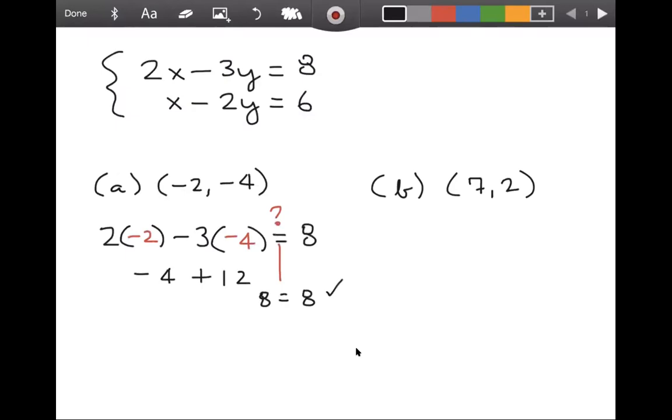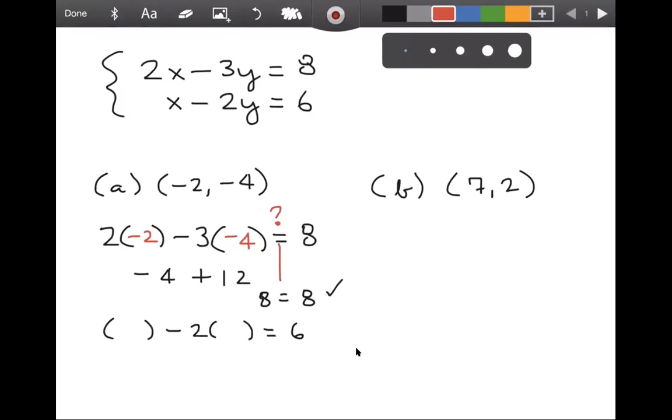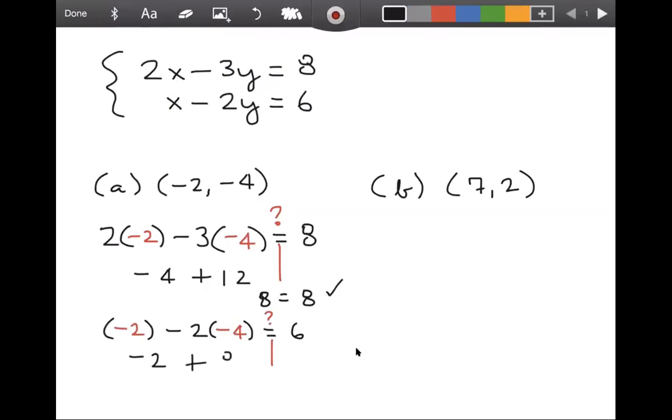But it still has to work in the other equation. So now we take the other equation, which is x minus 2y equals 6. We'll put in -2 for x and -4 for y, with a question mark. That gives me -2 plus 8, which is 6. So since it worked in both equations, the answer is yes. It has to work in both.